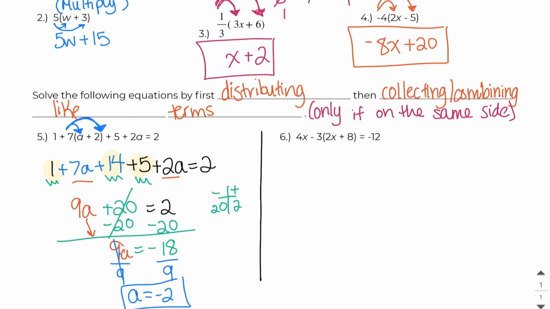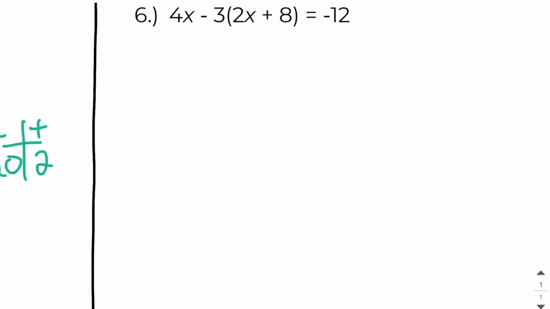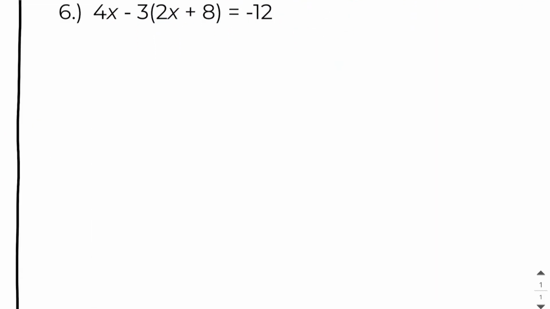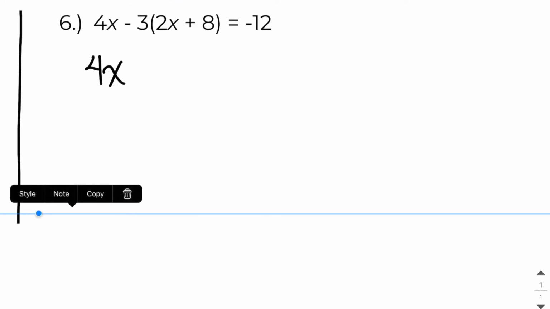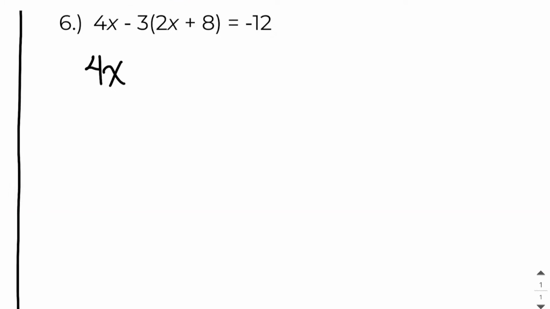Okay, so let's take a look at number 6 then right here. So in number 6, same idea. The 4x, nothing is like it, so I'm just going to copy that down. Now I see a number that's ready to be distributed, and that's the -3. Make sure you distribute a -3 through. So -3 times 2x is -6x, and then -3 times 8 is -24. And just a reminder that we stopped distributing at this point because my brackets have closed. Then I copy down the other side of my equation, which is equals -12.